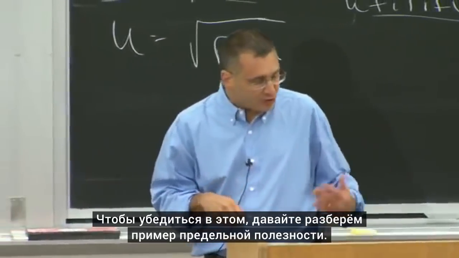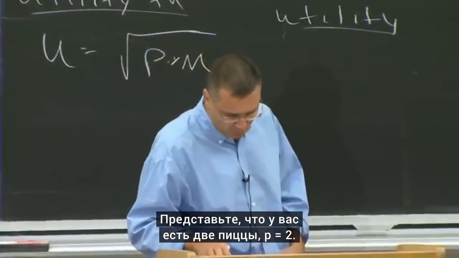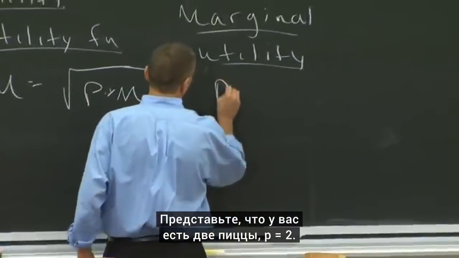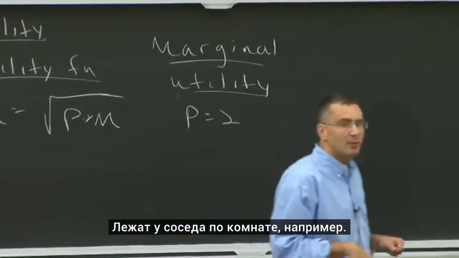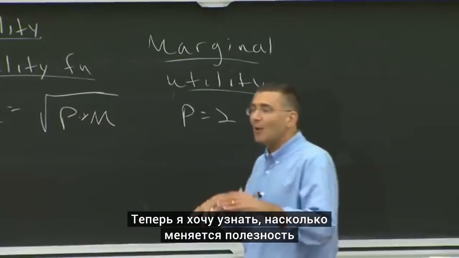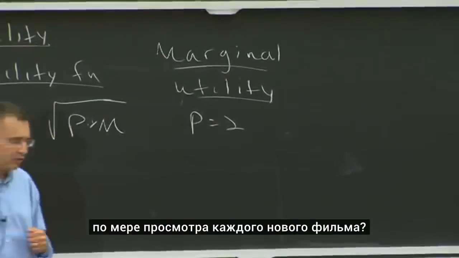Okay? So to see this, let's do an example of marginal utility. Imagine for a moment that you have 2 pizzas. P equals 2. You got 2 pizzas, they're there. Your roommate's got them or something. Okay? Now I want to ask, how does your utility change as you see additional movies?